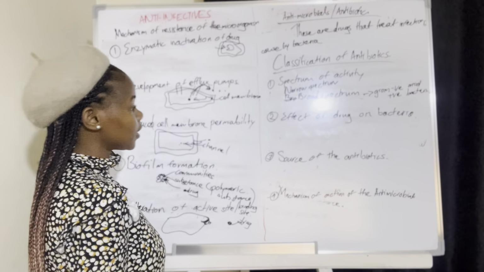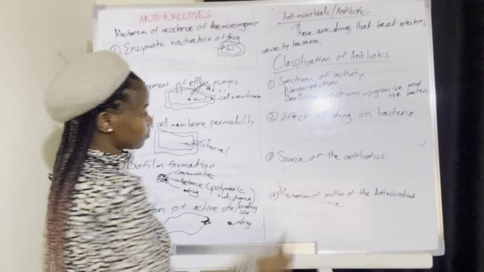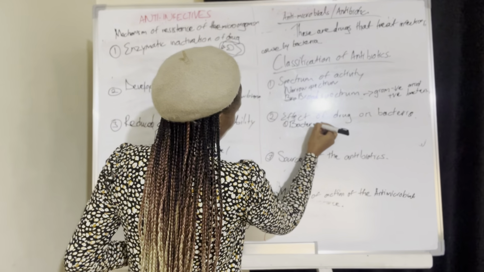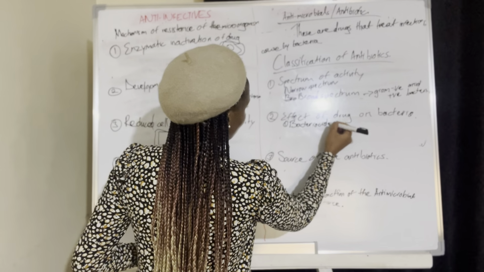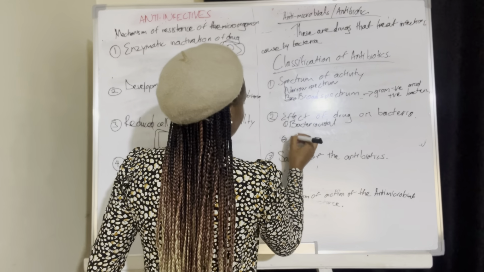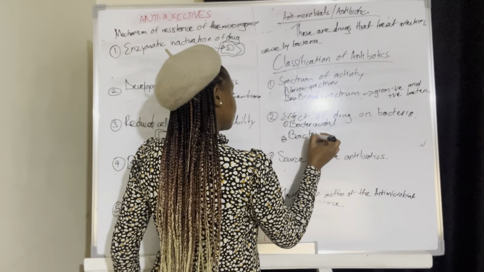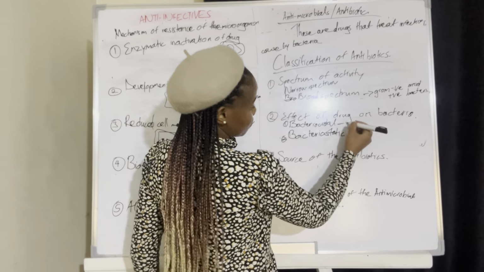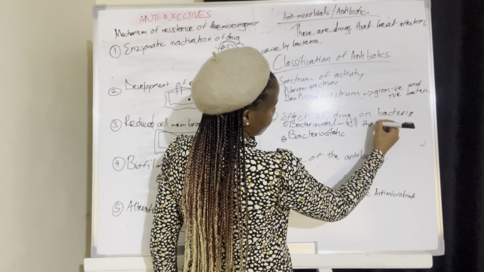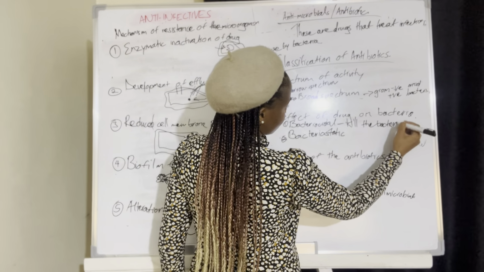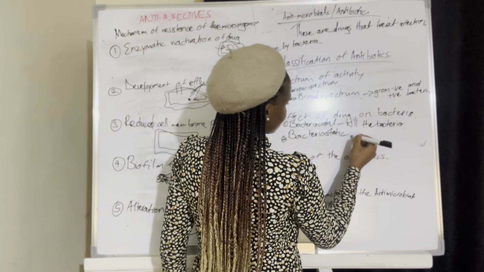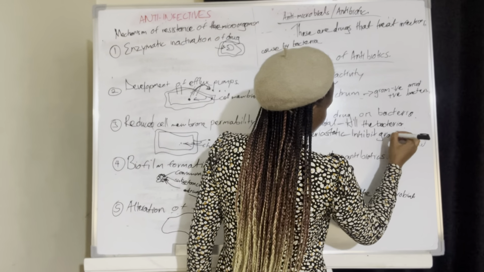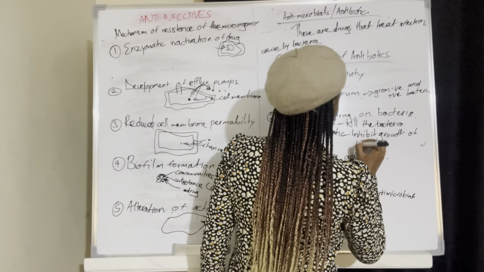Then the effect of the drug on the bacteria. First of all, there are some drugs that are bactericidal, and some drugs that are bacteriostatic. For the bacteriostatic, it means they are going to kill the bacteria. Then for bactericidal, it means they are going to inhibit growth of bacteria.